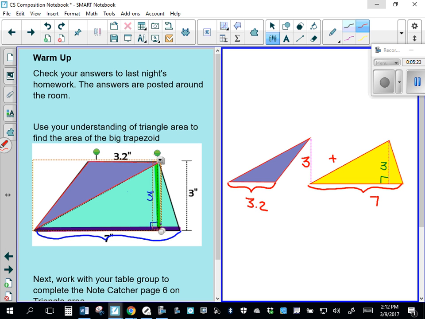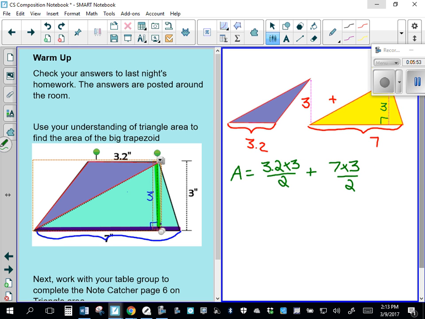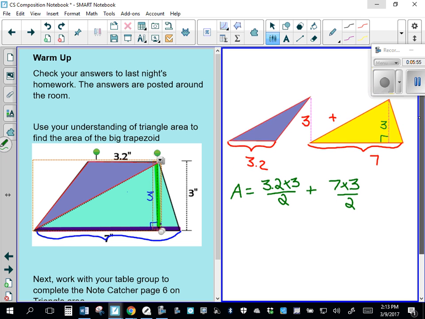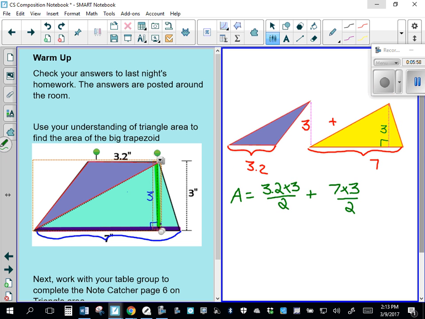We practiced triangle area yesterday. So what's triangle area, Annie? Base times height divided by 2. Base times height divided by 2. Yeah. So for this trapezoid, we're going to do base times height divided by 2 for the first triangle, and we're going to do base times height divided by 2 for the second triangle. And then we're going to add them together. We're going to get the area of the whole trapezoid. Is that better? You guys see that?